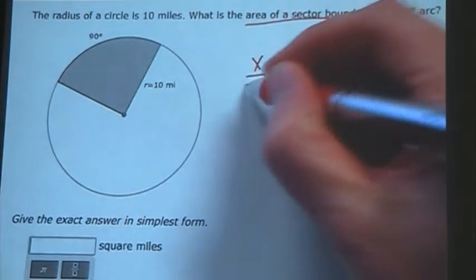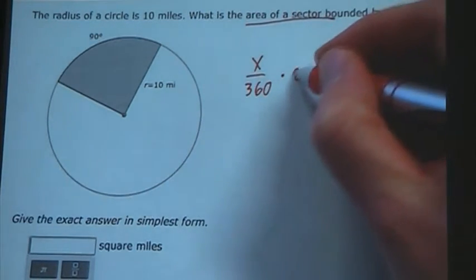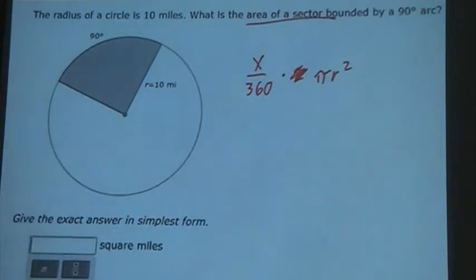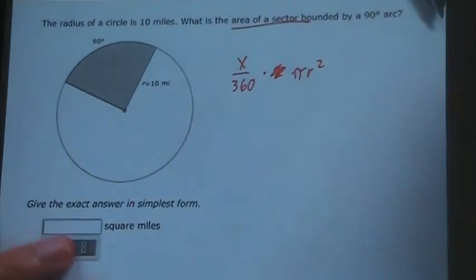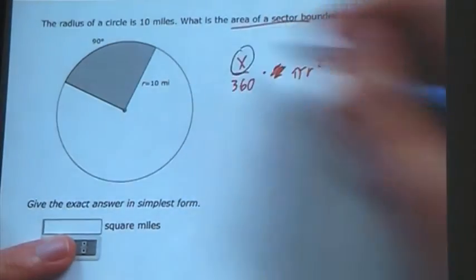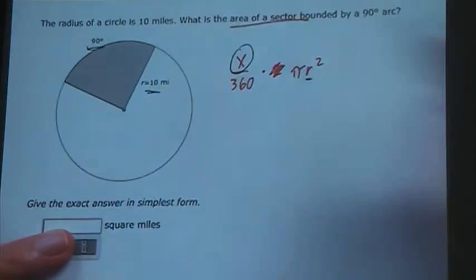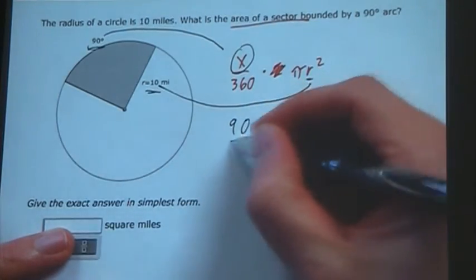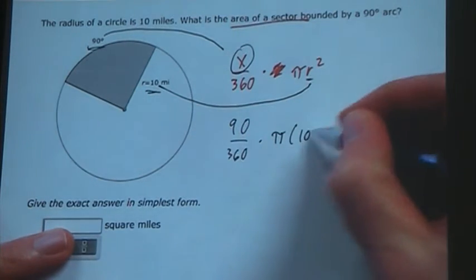We're going to need that formula, which is x over 360 times, oh no, not 2 pi r, I'm sorry. It's going to be times pi r squared. Boom. Always take your time to make sure you're working with the right formula. And then we have our central angle up top and our radius down here. There's our radius, there's our central angle. Let's substitute those numbers into the equation. And we have 90 over 360 times pi times 10 squared.